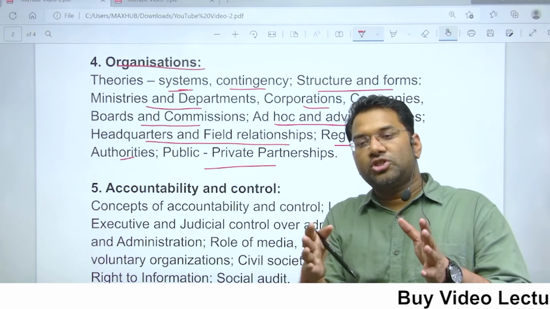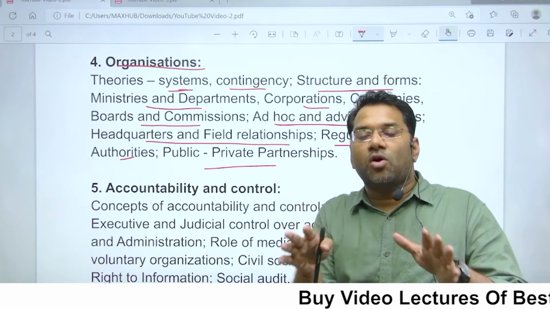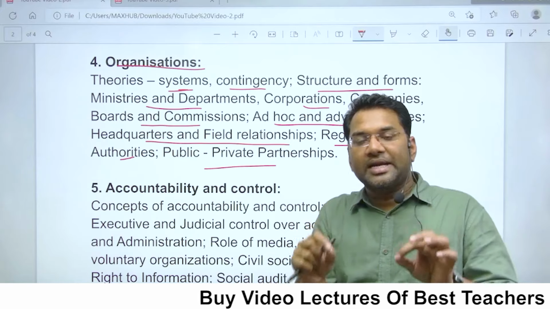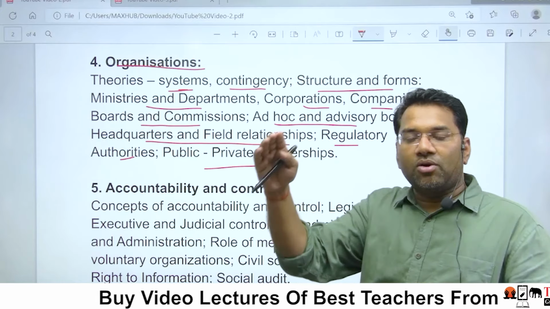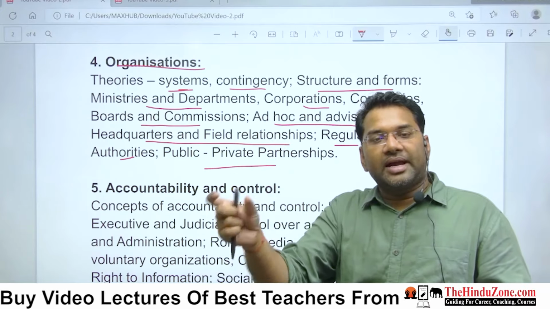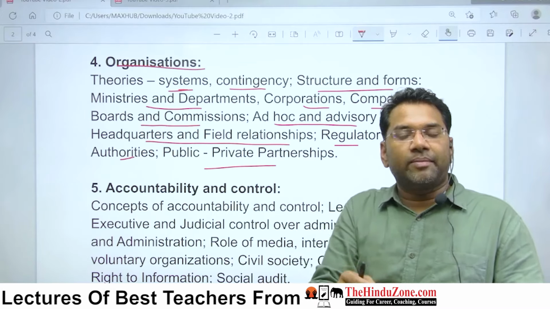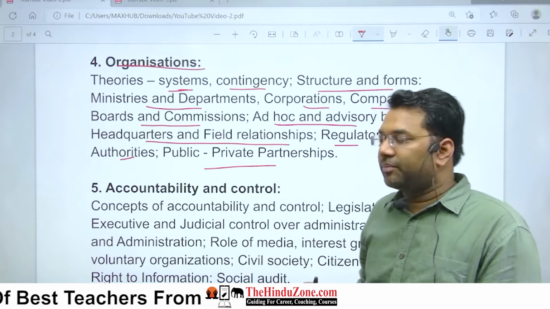For example, the Ministry of Health. Okay, the Health Ministry of the Government of India is there. Some organization will be there. Okay, there will be a head, which will be politically headed by the Health Minister. Administratively it will be headed by the Secretary of the Health Department, Ministry, right?